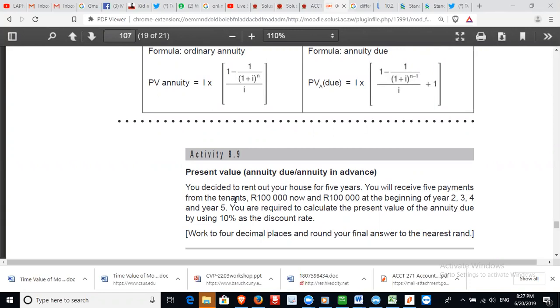You decided to rent out your house for 5 years. You receive 5 payments from the tenants, 100,000 now and 100,000 at the beginning of years 2, 3, 4, and 5. We are required to calculate the PV of the annuity due by using 10% as the discount rate. Put these figures in that formula.